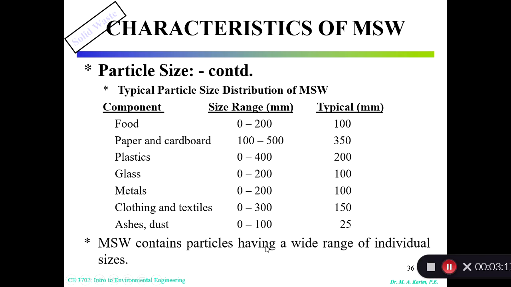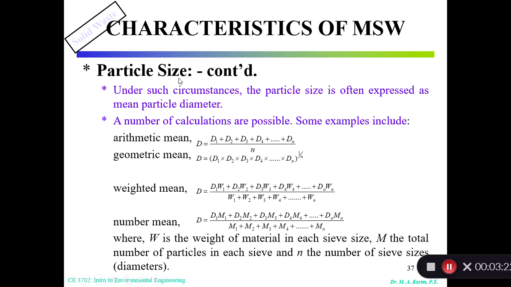MSW contains particles having a wide range of individual sizes. So under such circumstances, particle size is often expressed as mean particle diameter. A number of calculations are possible. Some examples are arithmetic mean, geometric mean, and the weighted mean, right? Weighted average, the number mean. In these, W is the weight of material in each sieve size, M is the total number of particles in each sieve, and N is the number of sieve sizes and diameters.